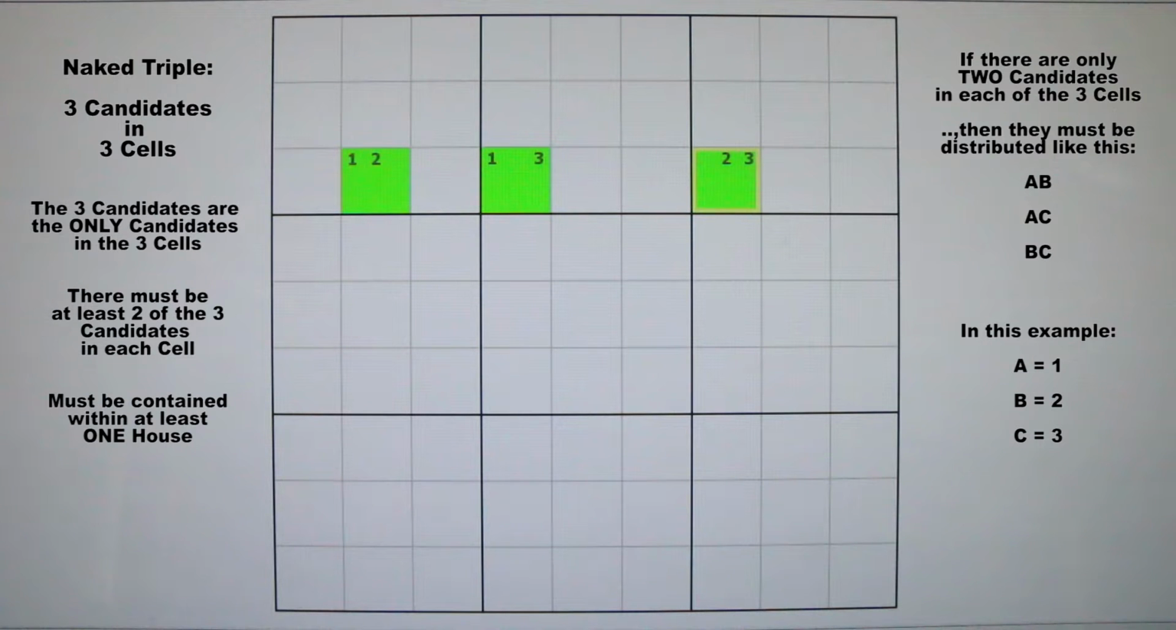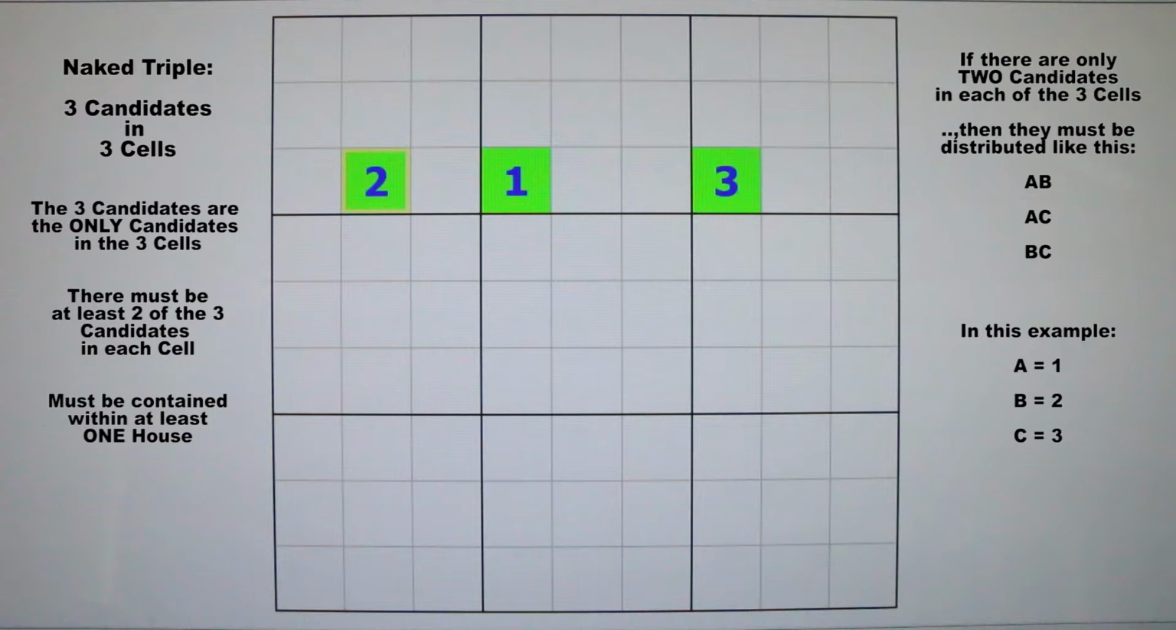So now there's only 2 possibilities for this first cell. So let's see what happens. If the first cell is a 1, then we get a 3 and a 2. And if the first cell is a 2, then we get a 3 and a 1. And now let's do the middle cell. If the middle cell is a 1, then we get a 2 and a 3. And if the middle cell is a 3, then we get a 2 over here and a 1 over here. And then for the last cell, if the last cell is a 2, we get a 1 and a 3. And if the last cell is a 3, we get a 1 and a 2.